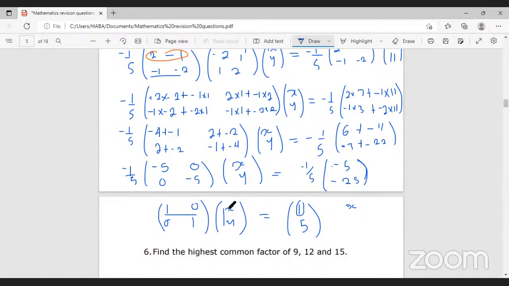So we get 1 times x plus 0 times y, which is x, and we equate this to 1. Then we finally say x is equal to 1. And then we come to this second one, we say 0 times x is 0 plus 1 times y, which is y, and this is equal to 5. And then finally y is equal to 5.